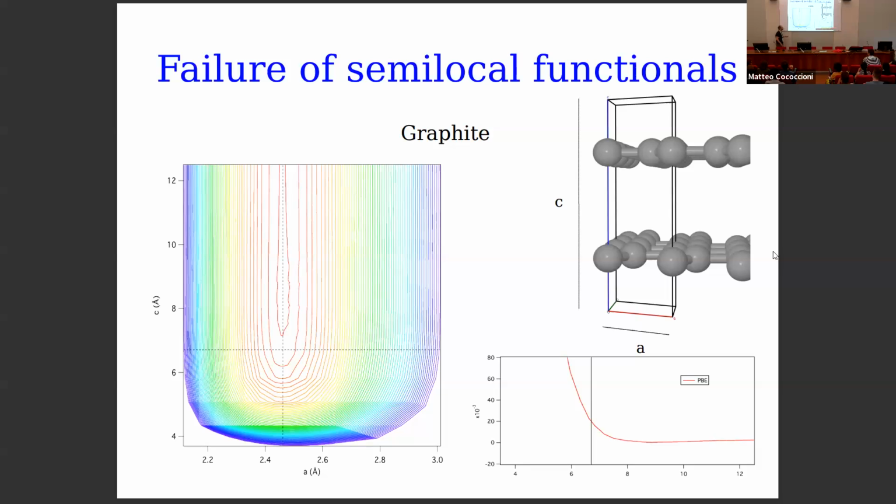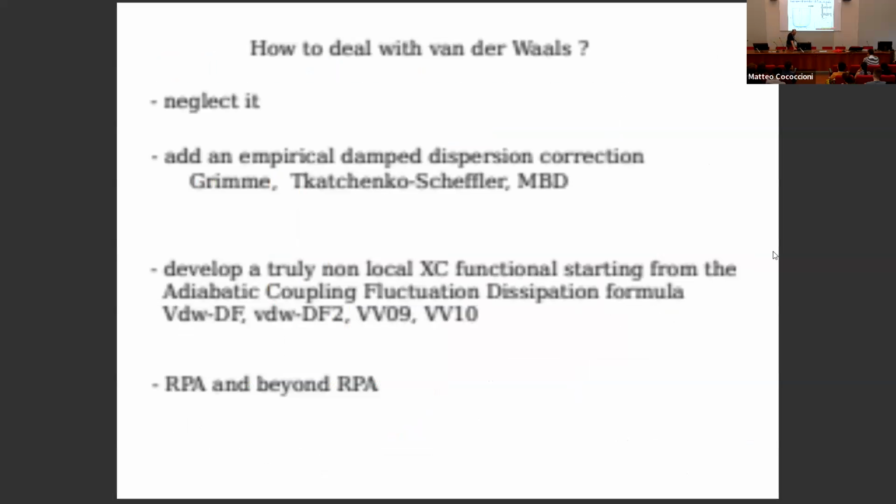And this may have a big effect. For instance, if you calculate the graphite geometry with GGA, a semi-local functional, the in-plane lattice parameter is spot on the experimental value. The out-of-plane one, so the c over a prediction, is completely wrong. There is a very, very shallow minimum and a very, very wrong parameter, because the interaction between the graphene sheets is basically van der Waals, and it is not described by GGA functionals.